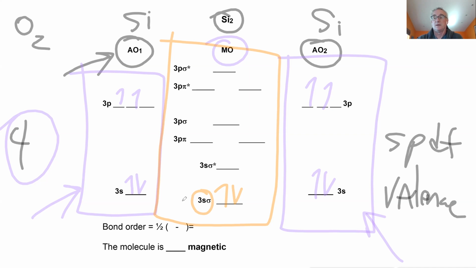The pi. Are you sure? Oh no, actually visually it's an anti-bonding sigma. It is. So how many do we put in there? 2. We also put 2 in there. So 1, 2. Now I have 4 left. So where do they go?